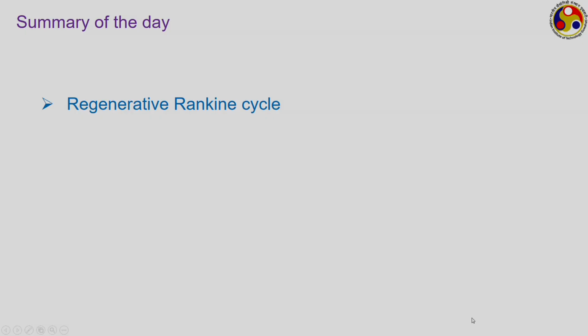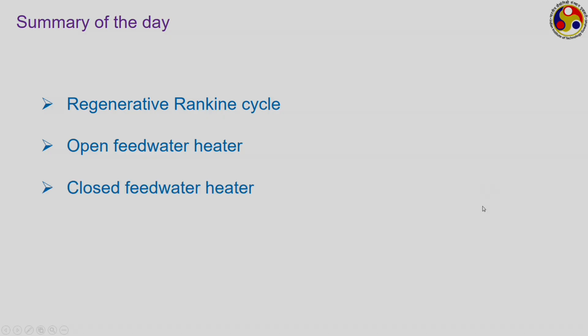So, today we have talked about the regenerative Rankine cycles. We have seen how it can increase the efficiency. We have discussed from theoretical point of view and also through the numerical example. Regeneration can be achieved with the help of either open feed water heaters or closed feed water heaters. Practical power stations generally have both of these kinds, generally only one open feed water heater and several closed type feed water heaters.